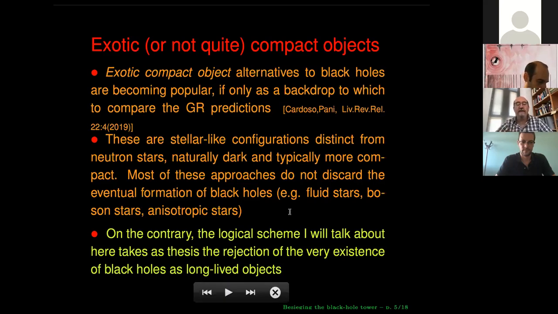On the contrary, the logical scheme I'm going to talk about in this talk takes as thesis the rejection of the very existence of black holes as long-lived objects. I will explain that.